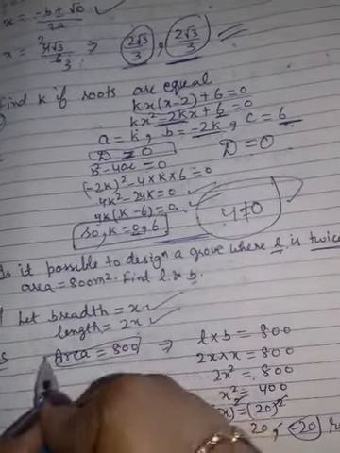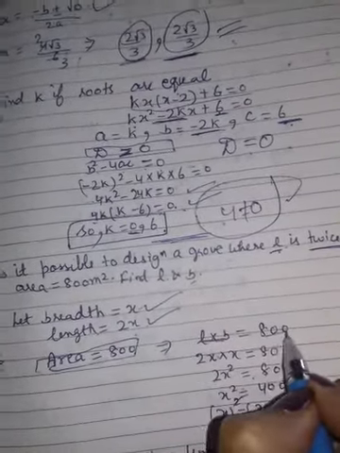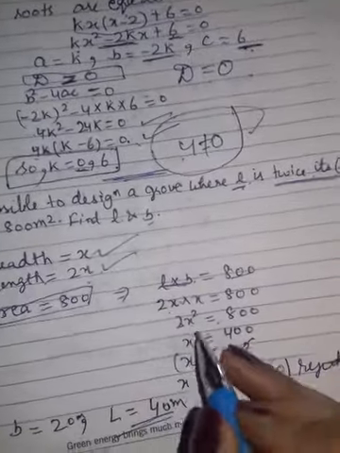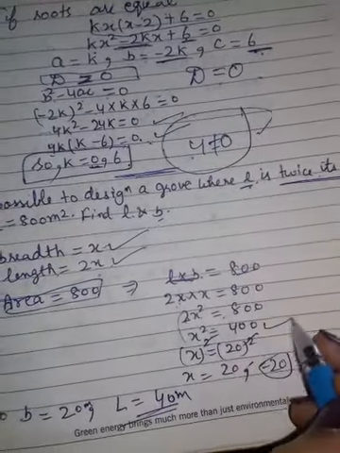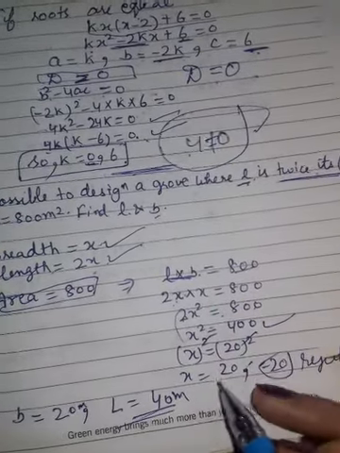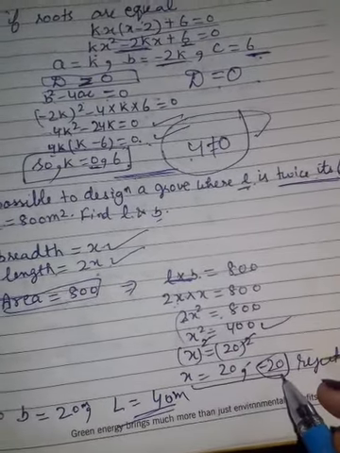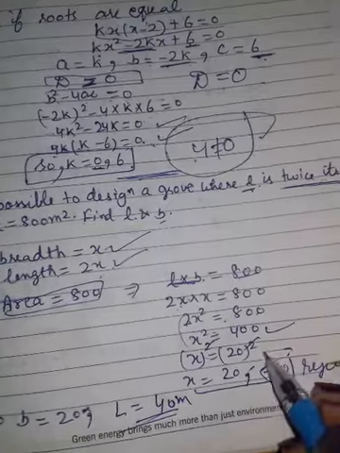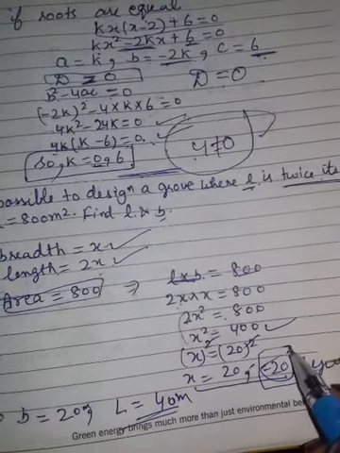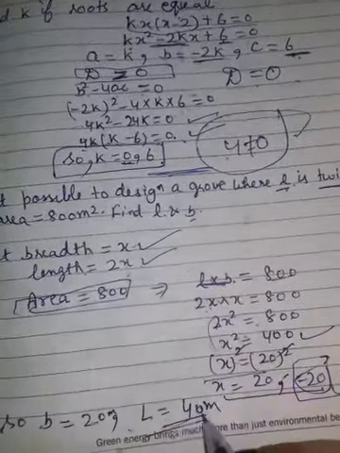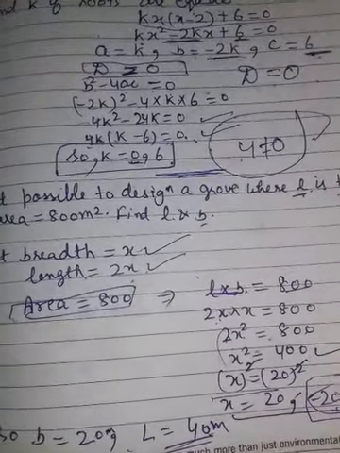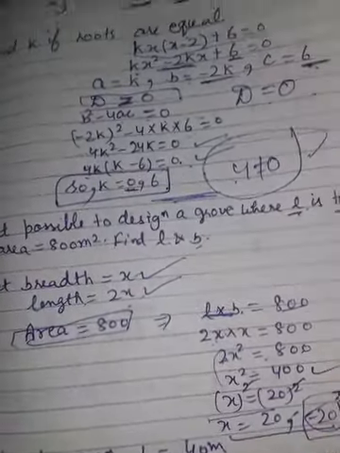So I have taken breadth x, so length will be twice of it. Area is given, length into breadth. So I put the values. Then I solved it. 2x square is equal to 800. It will become x square 400. This is 20 square. You are getting x is 20 and minus 20. But you know negative can never be length and breadth. If your breadth is 20, then your length will be 40. I have written the units meter because meter square is given in area.